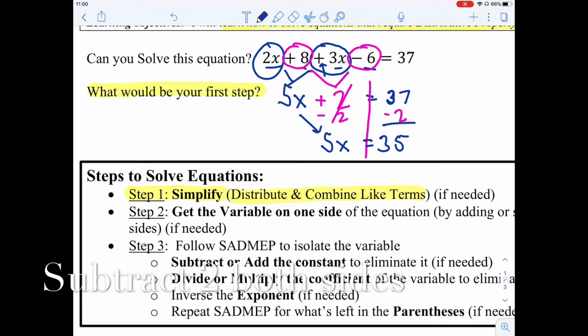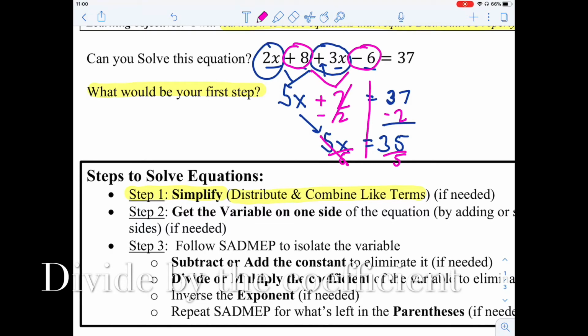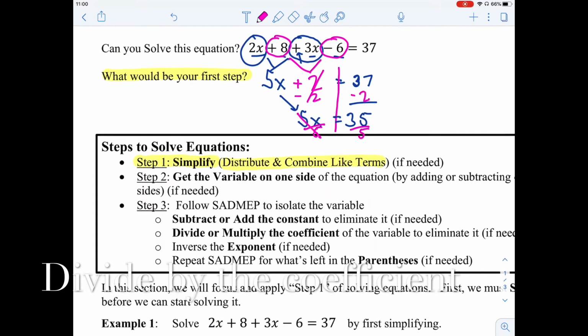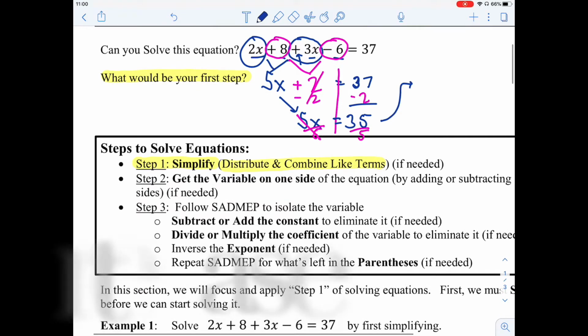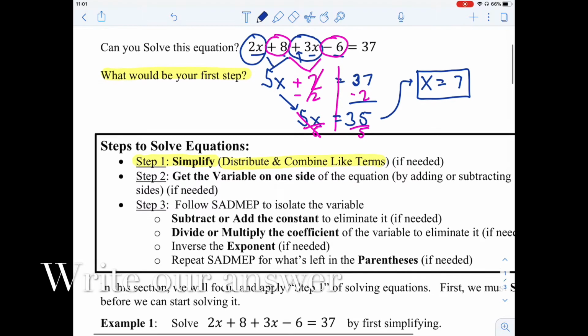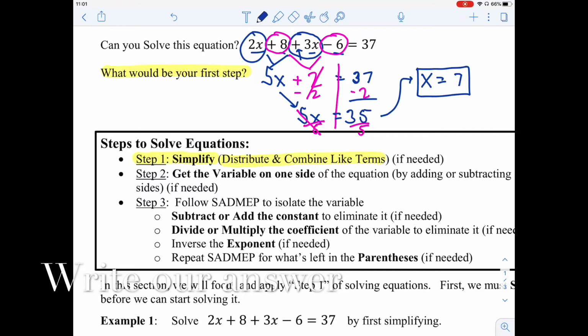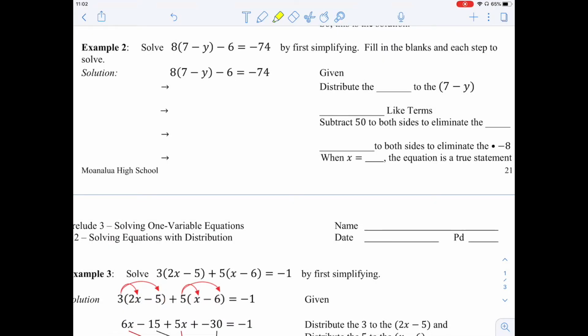We can solve that by just dividing by 5. So if we divide by 5, divide by that coefficient, whatever is in front of your variable, so that we can isolate that variable. So now we're just left with x. So we're left with x equals 35 divided by 5 is 7. So this equation would be 7. So when you have longer problems like this, you just combine like terms and then do the same process of solving equations.